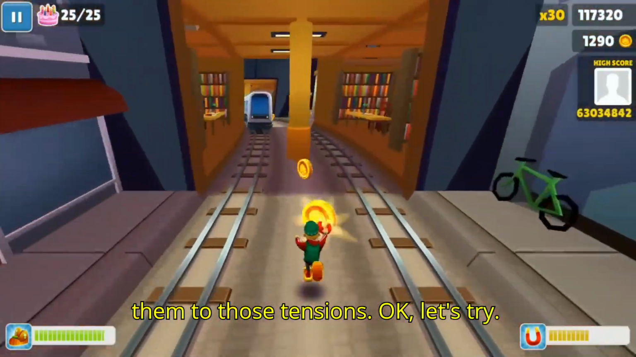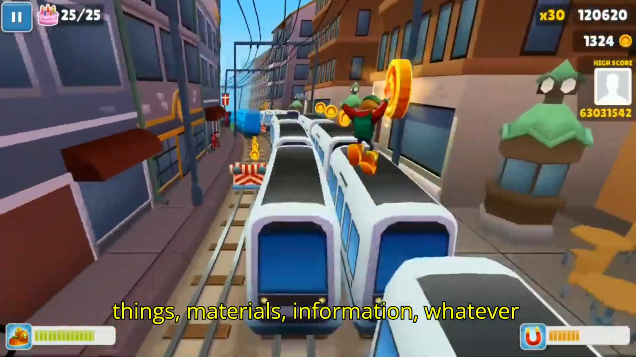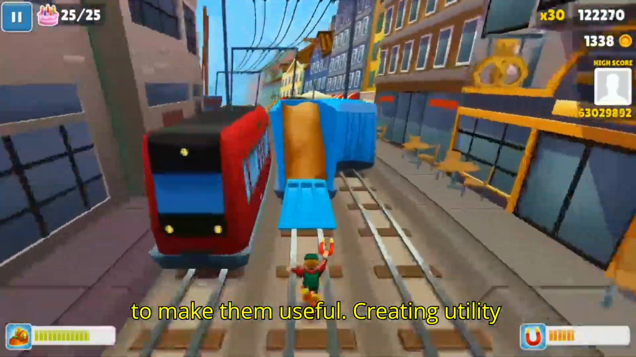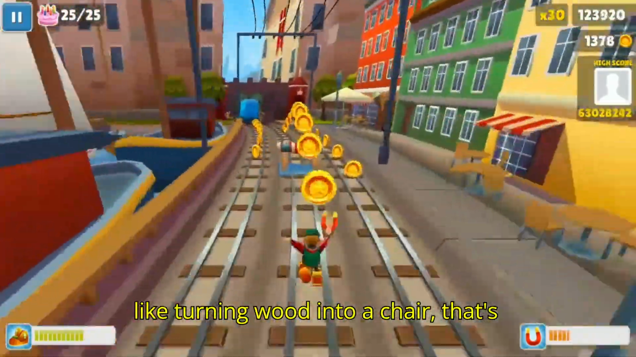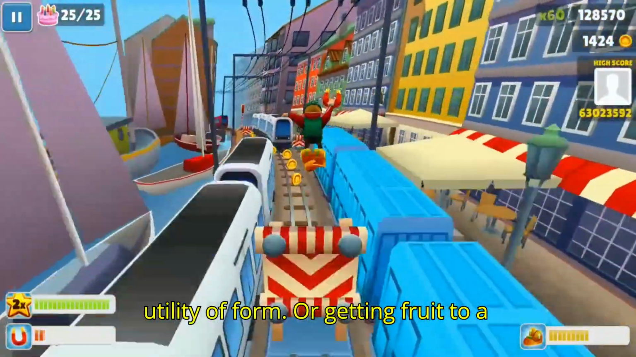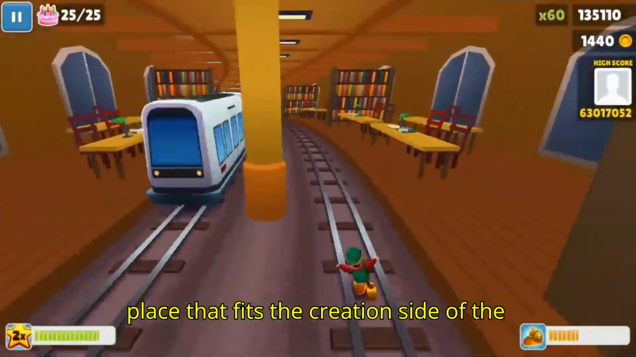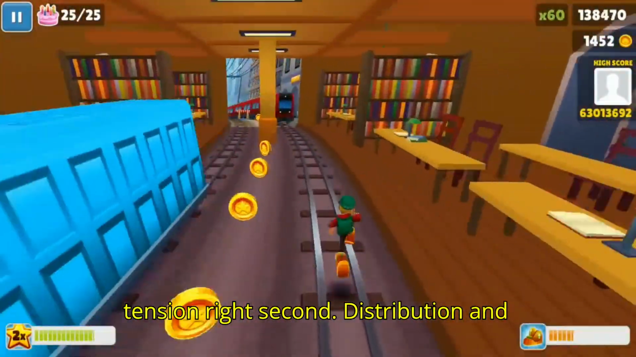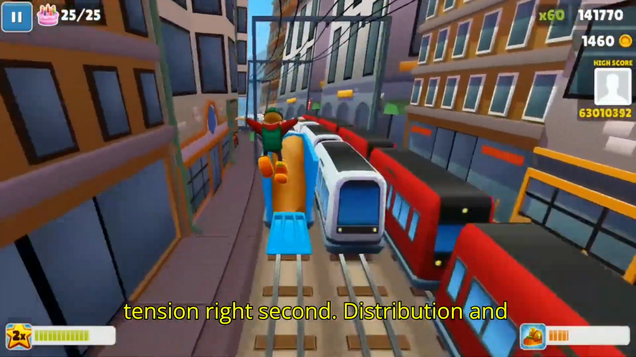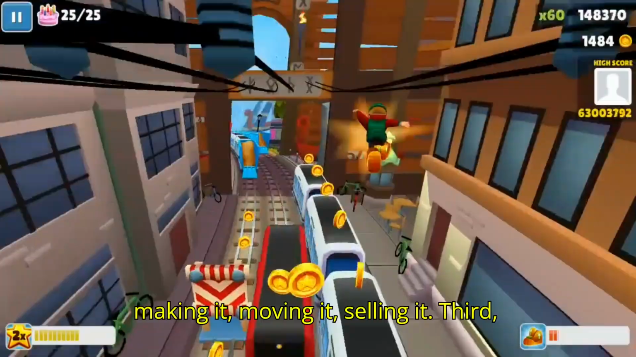Okay, let's try. First, creation of utilities. This is fundamental. Business has to transform things, materials, information, whatever, to make them useful. Creating utility. Like turning wood into a chair, that's utility of form, or getting fruit to a city where it doesn't grow, utility of place. That fits the creation side of the tension. Right. Second, production, distribution, and exchange. This is the how. The pipeline. Making it, moving it, selling it.